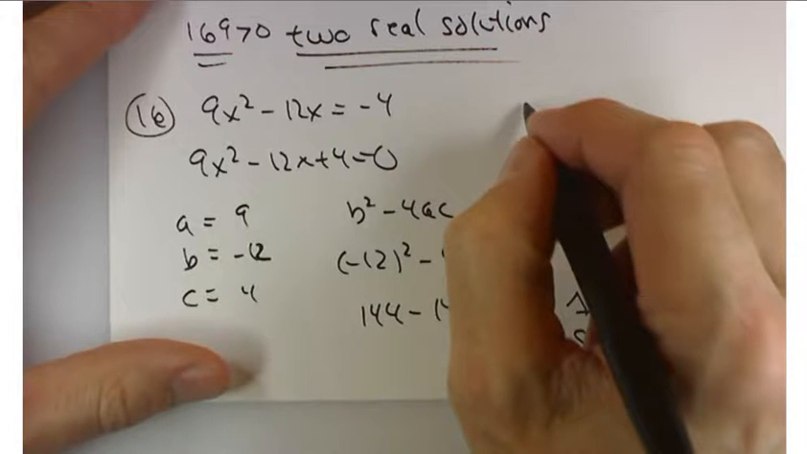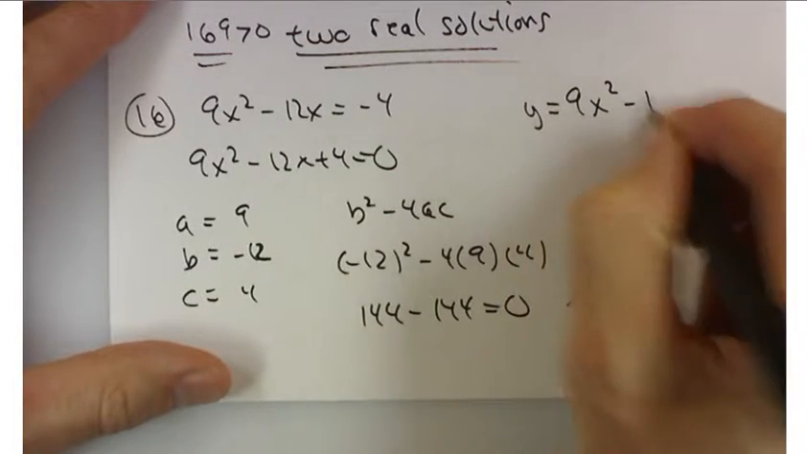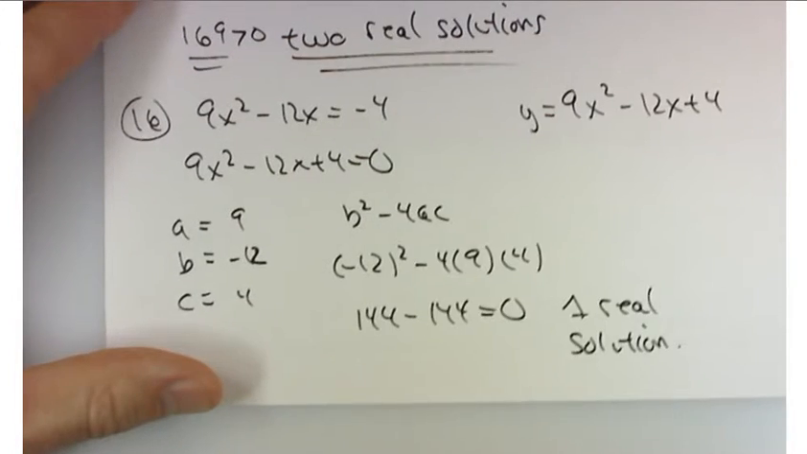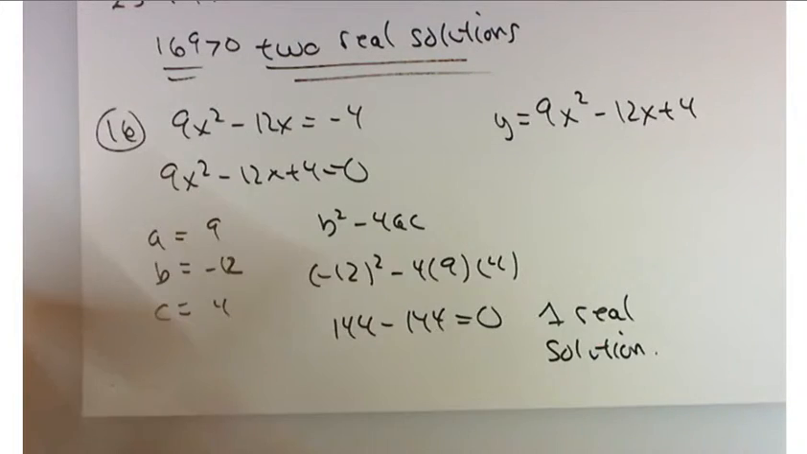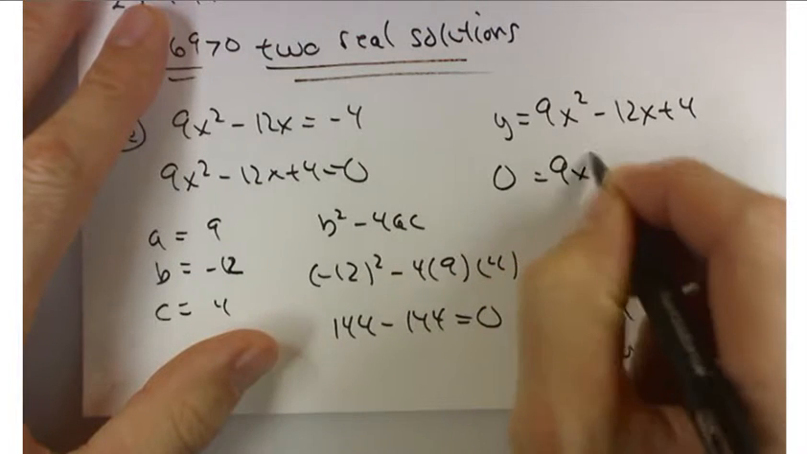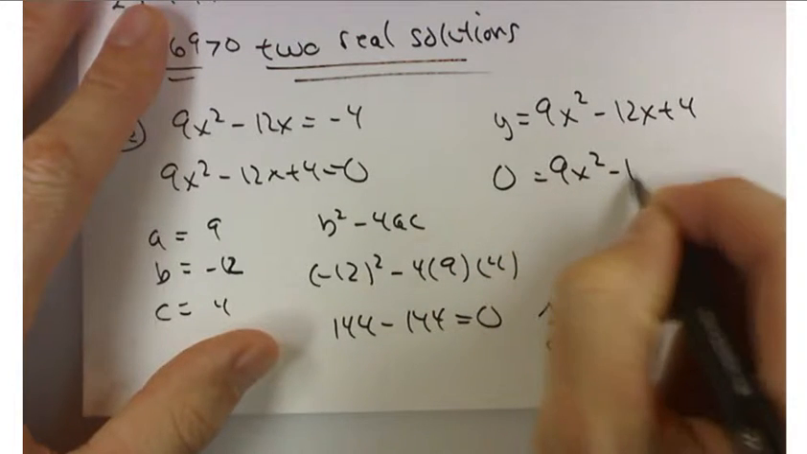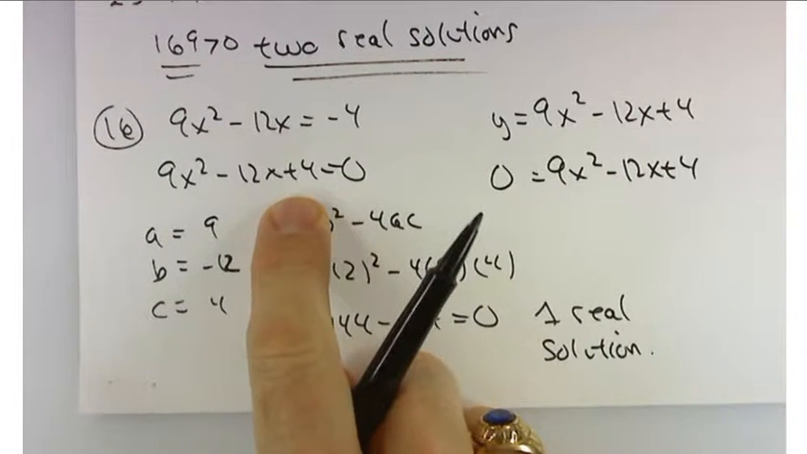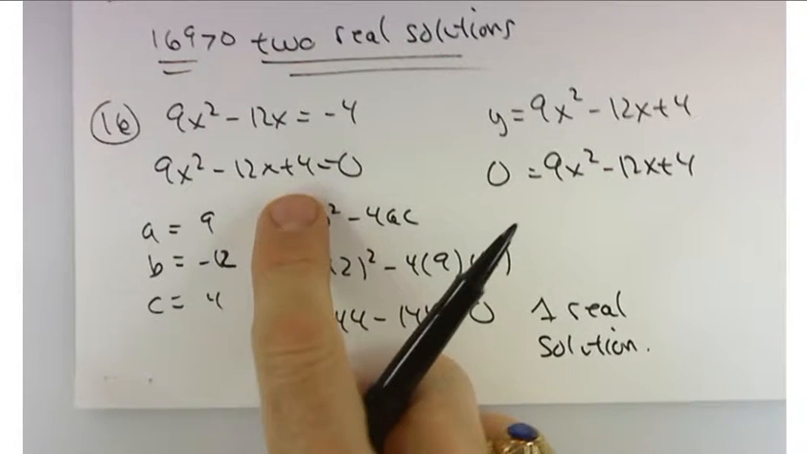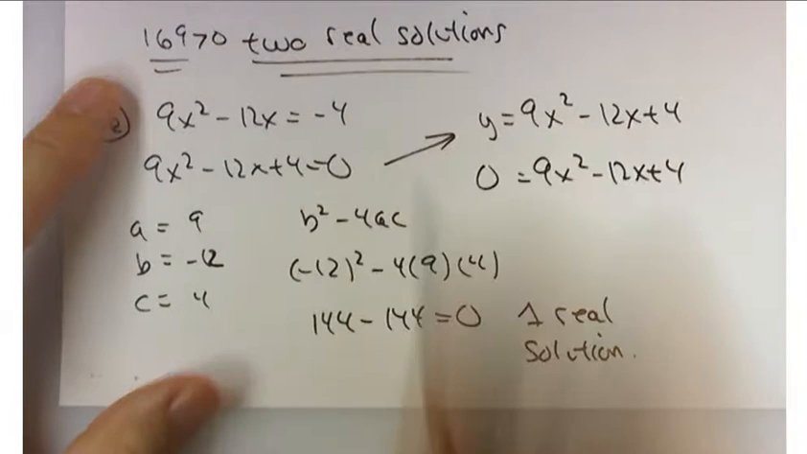What if I was to look at y equals 9x squared minus 12x plus 4? And I asked you, find the x-intercepts. How do you find the x-intercept of a graph? Not just this graph, but any graph. Set y equal to 0. So if I set y equal to 0, 0 equals 9x squared minus 12x plus 4. Coincidentally enough, that's what this is, right? So in solving this equation, you're really finding the x-intercepts of this polynomial.